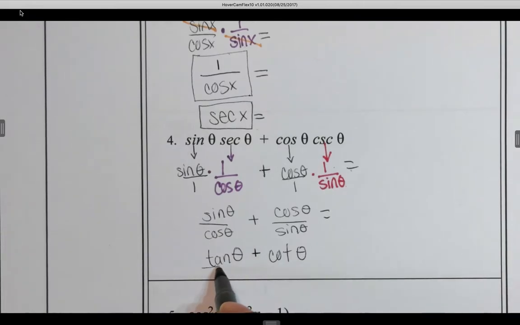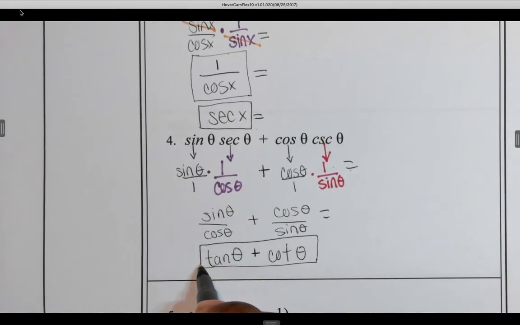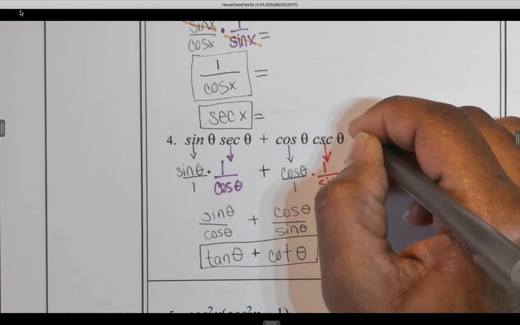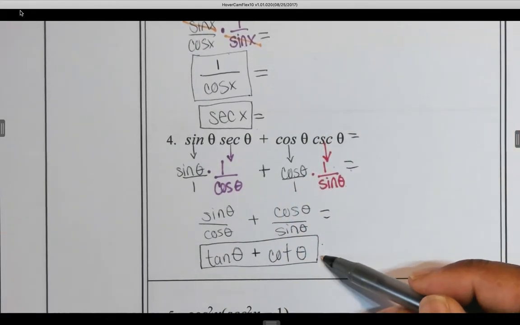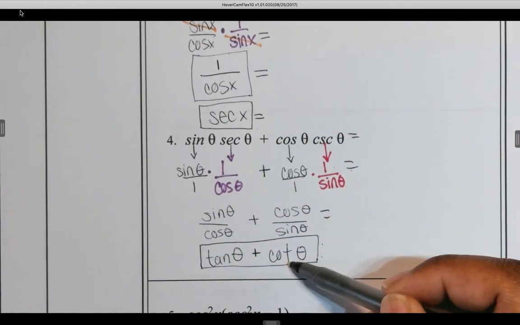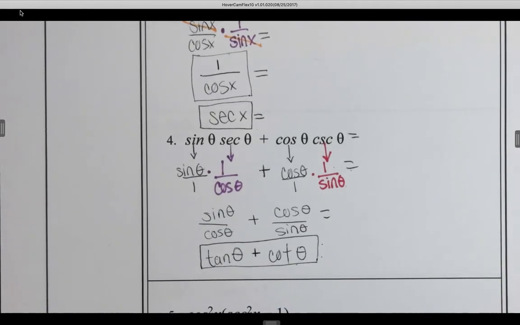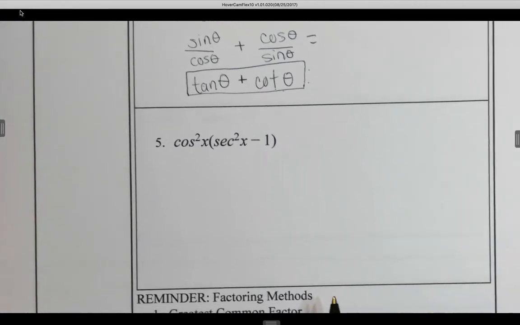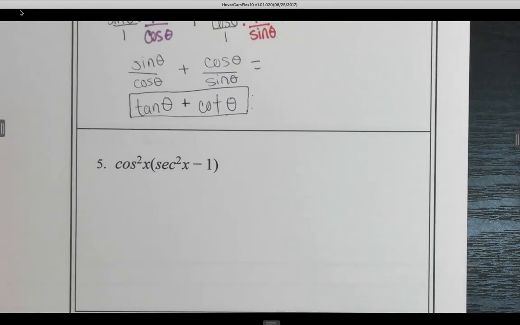All right, so now I have an equivalent expression. It is a little more simplified. There's only 2 terms that I'm adding, 2 trig functions that I'm adding together, so it's simplified. All right, let's try one more. And this should get you through Monday's assignment.